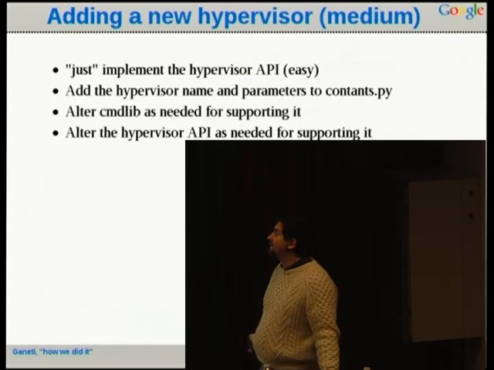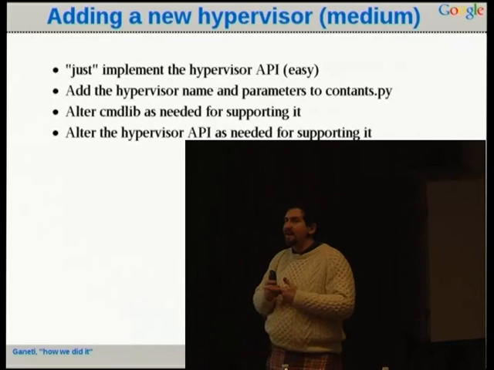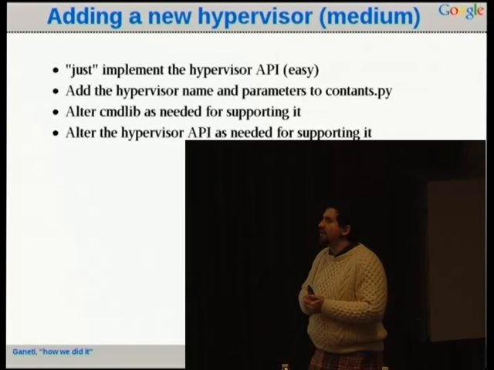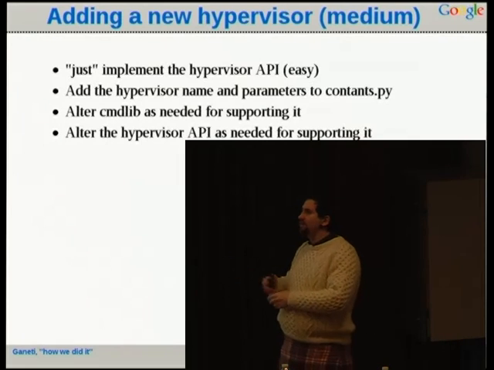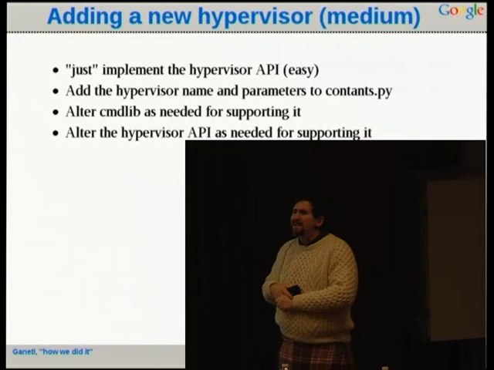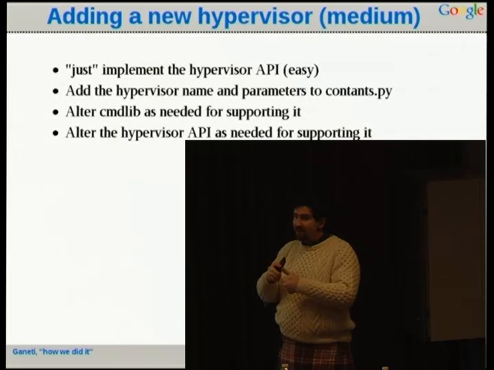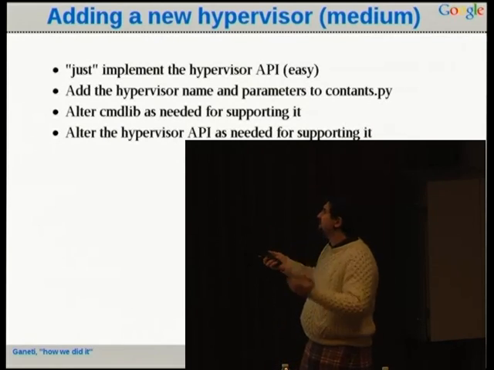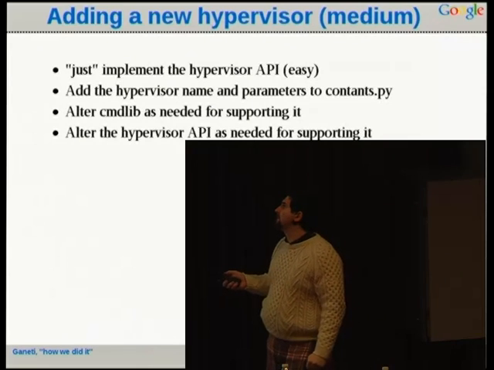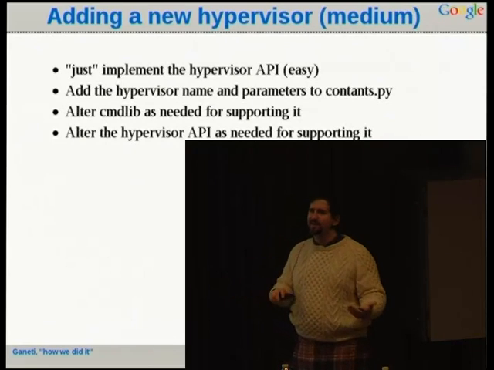You need to implement at least a few of them, like start instance, list all the instances, and so on. So that's the way in which Ganeti talks to your hypervisor. And basically, the reference implementations are Xen, KVM, Fake, and so on. You can just look at them, and this is the easiest part. The hard part is that your hypervisor might need things done differently.